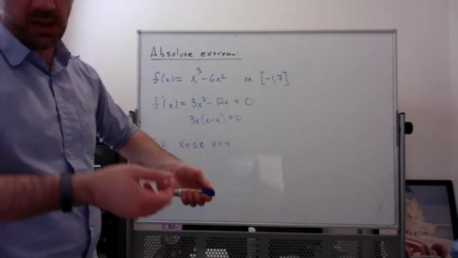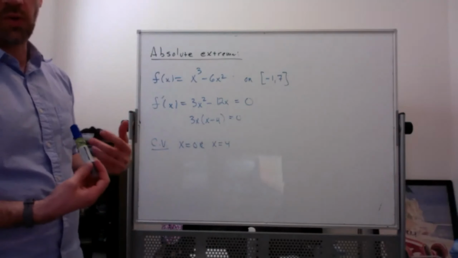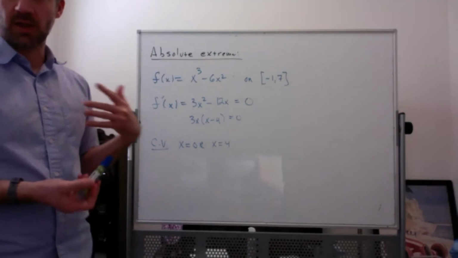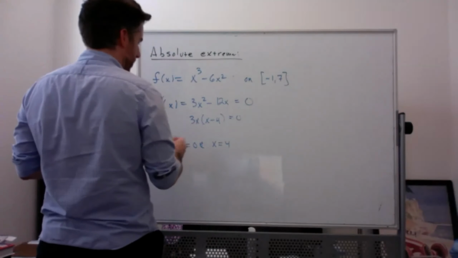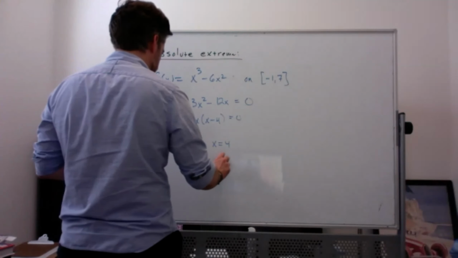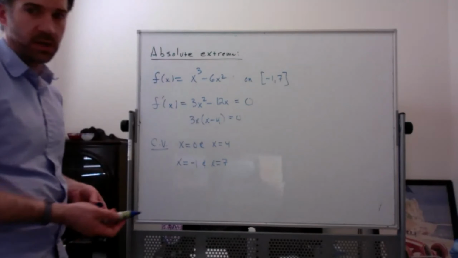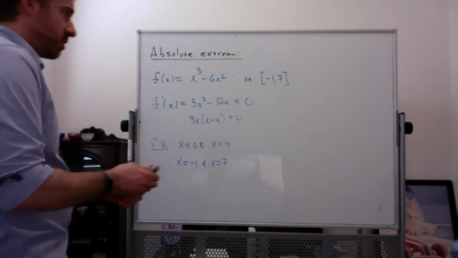Additionally, when you're talking about absolute extrema on a closed interval, we always imagine the endpoints being critical values as well. So I would also say, usually people say that x equal to -1 and x equal to 7 are also critical values for this particular problem. So here's what we do.